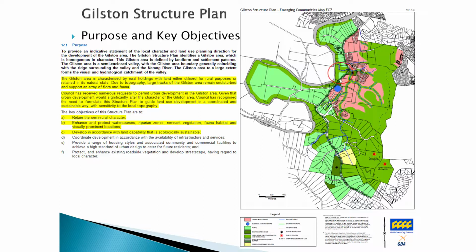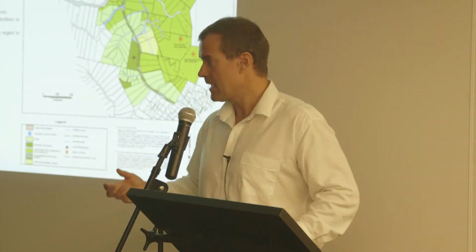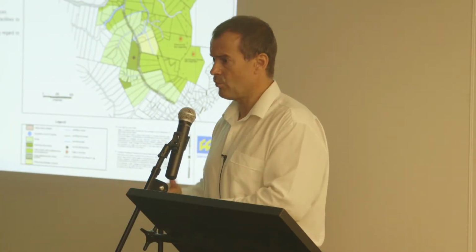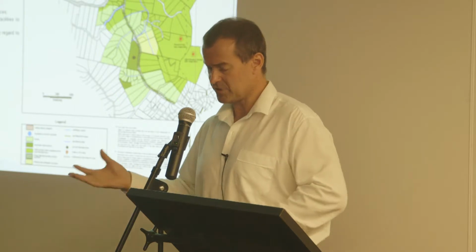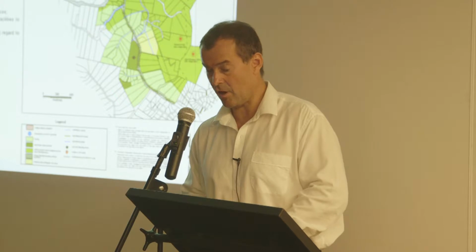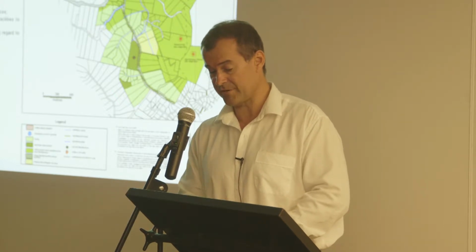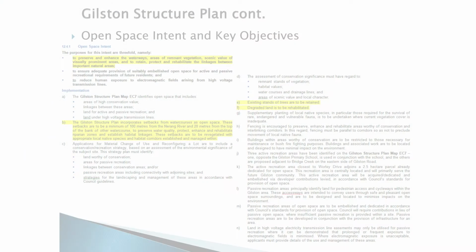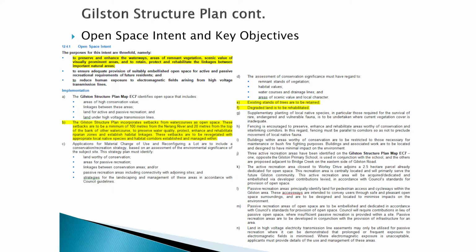But the key objectives are to retain the semi-rural character, enhance and protect waterways, riparian zones, remnant vegetation, and ensure that there's ecological sustainability. Having 8 lots on this site, we have serious concerns that we can actually achieve that. So at this stage, we're considering there's actually a conflict with the purpose and key objectives of the Gilston structure plan.